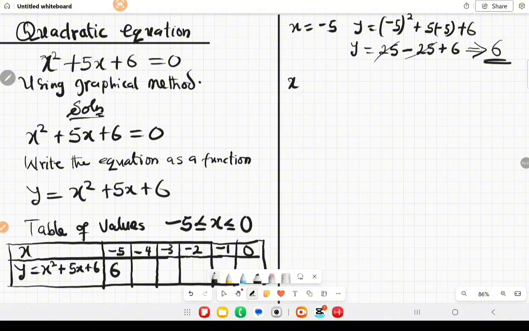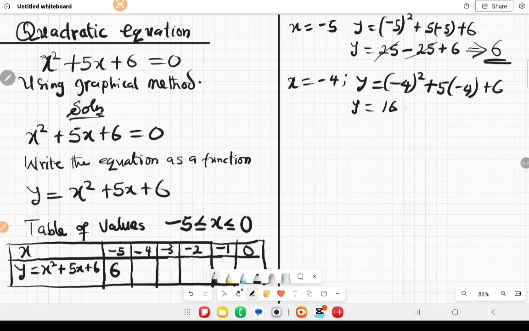Then when x is equal to minus 4, we have y equals minus 4 all squared plus 5 times minus 4 plus 6. Minus 4 squared gives us 16. 5 times minus 4 gives us minus 20, plus 6. When we add this up, 16 minus 20 gives us minus 4, plus 6 gives us 2. We come back and write it here.